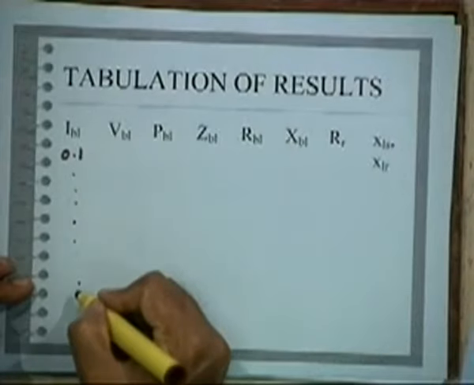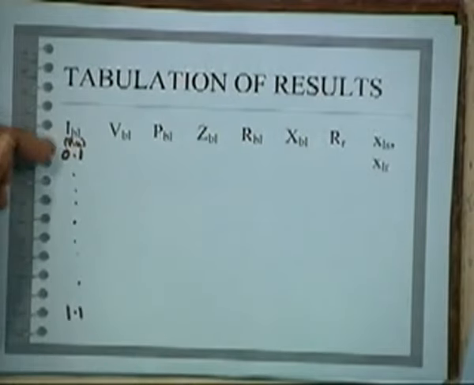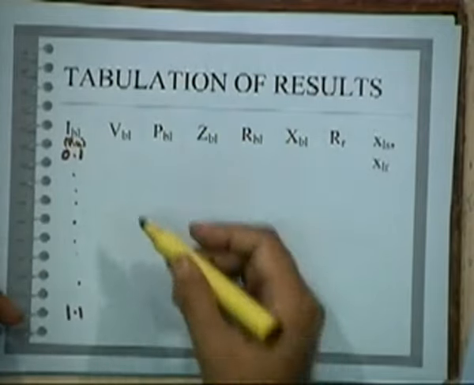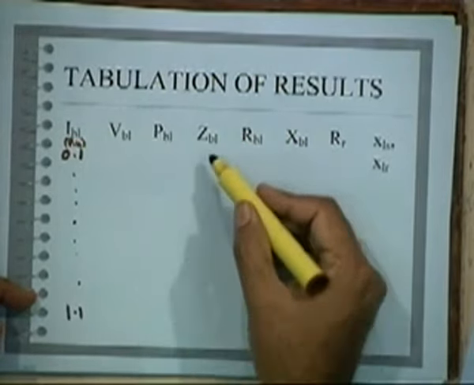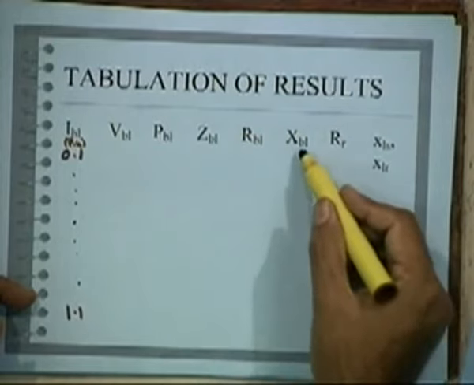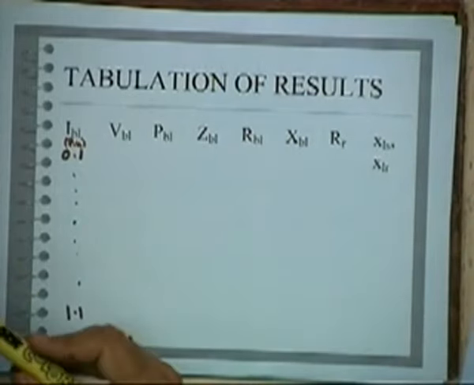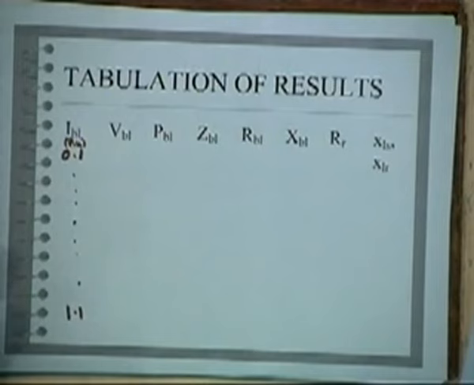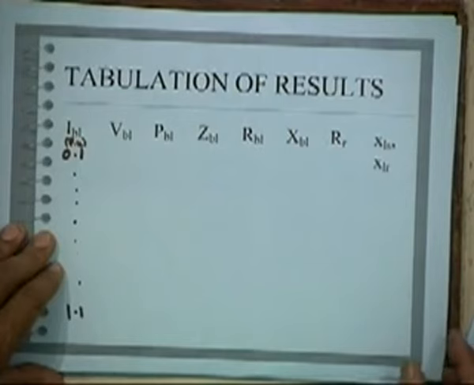What you do is you find out the blocked rotor current IBL. Say blocked rotor current you can vary from, let us say, 0.1 per unit up to 1.1 per unit. You vary the blocked rotor current, and then you find out the blocked rotor voltage, then blocked rotor power, then ZBL, RBL, XBL, RR, and XLS and XLR. This is simple; you can do the calculation either by your calculator or by a program, and you can have a variation of these things.